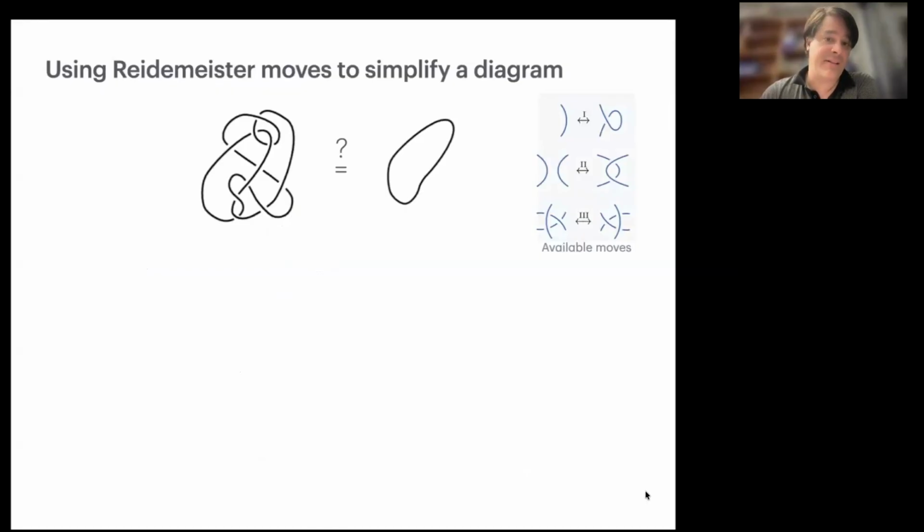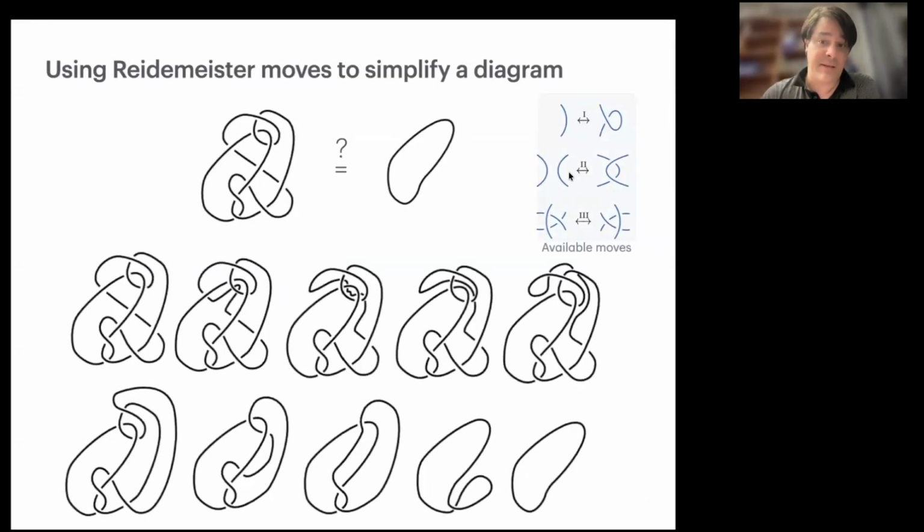Then the second approach is to systematically use Reidemeister moves. We know it's a theorem from Reidemeister that if you have a knot diagram, you can use only these 3 rules to simplify every knot if a simplification is possible. So the theorem says that 2 knot diagrams are equivalent, so ambient isotopic, if and only if one can be converted to the other using these 3 Reidemeister moves.